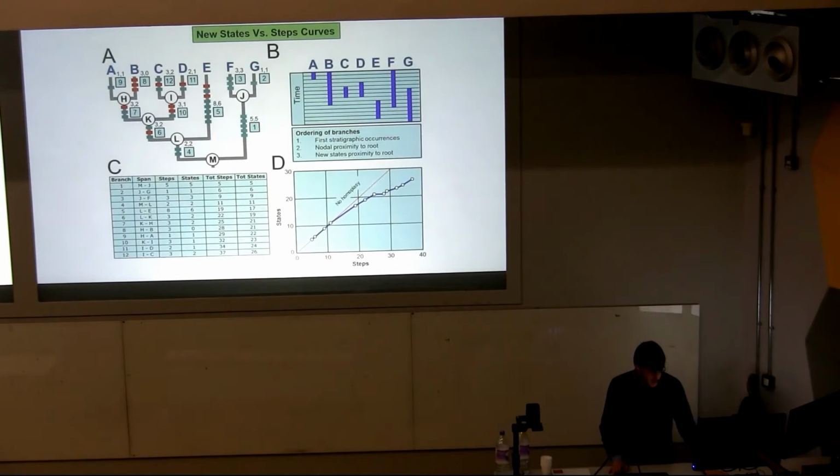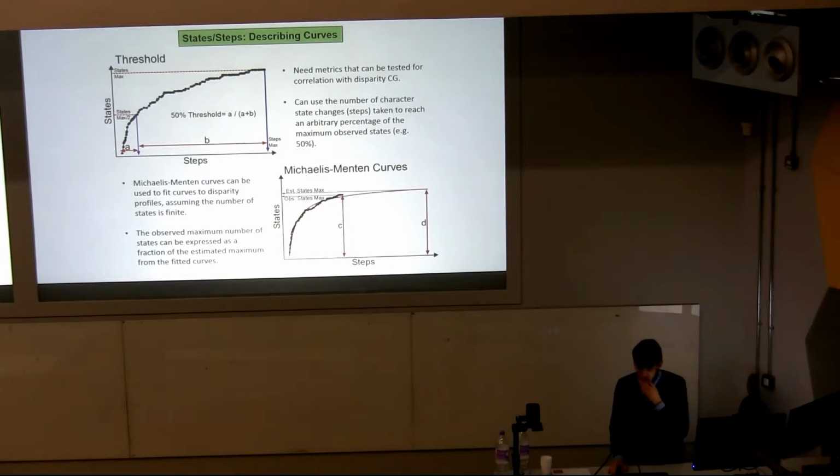But essentially, taking these character exhaustion saturation profiles, what I was interested in is developing some really simple back of the envelope metrics to describe the shapes of these curves. And the two main ones that I settled on were really a simple threshold. So what is the number of character state changes on your tree that it takes to reach 50% of the total number of character states? So that's the top left plot there.